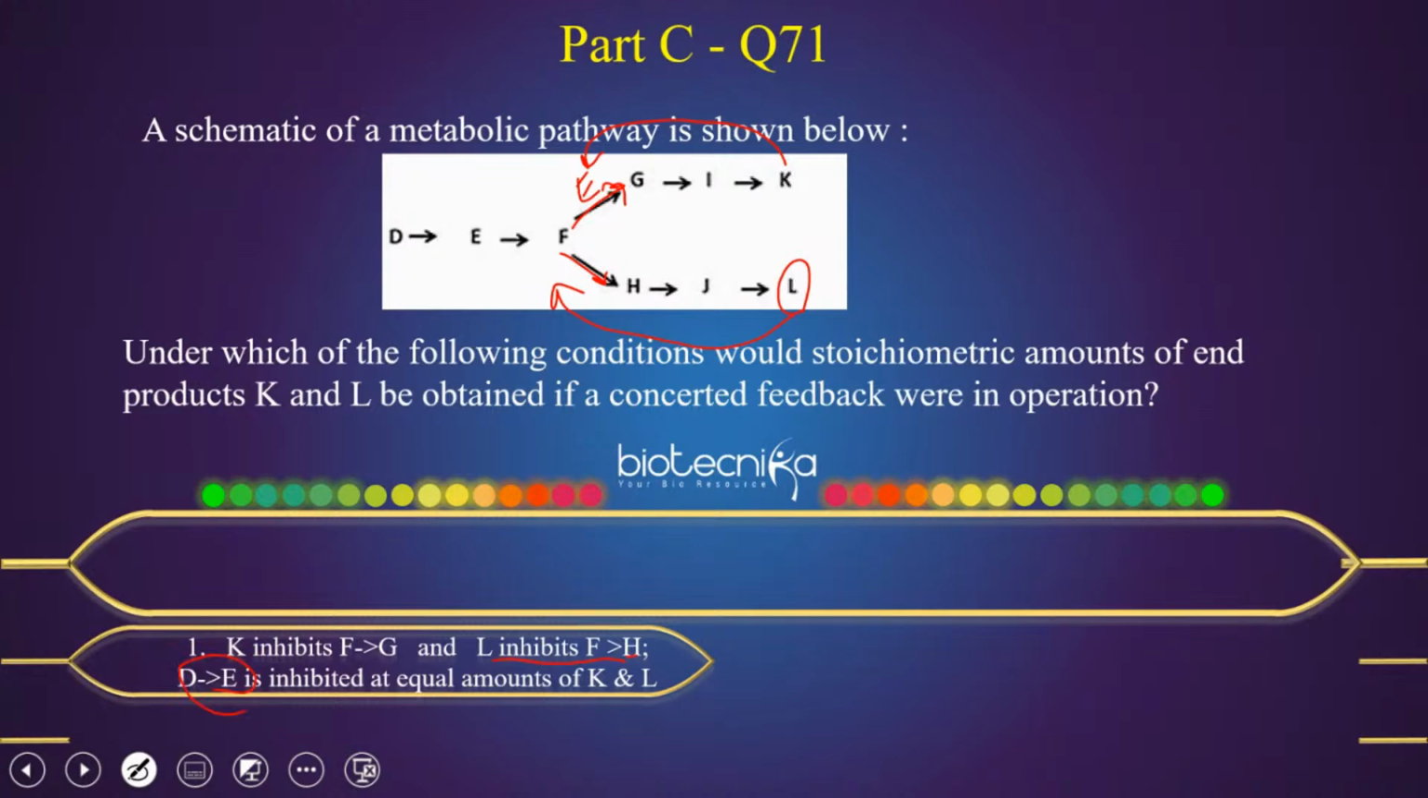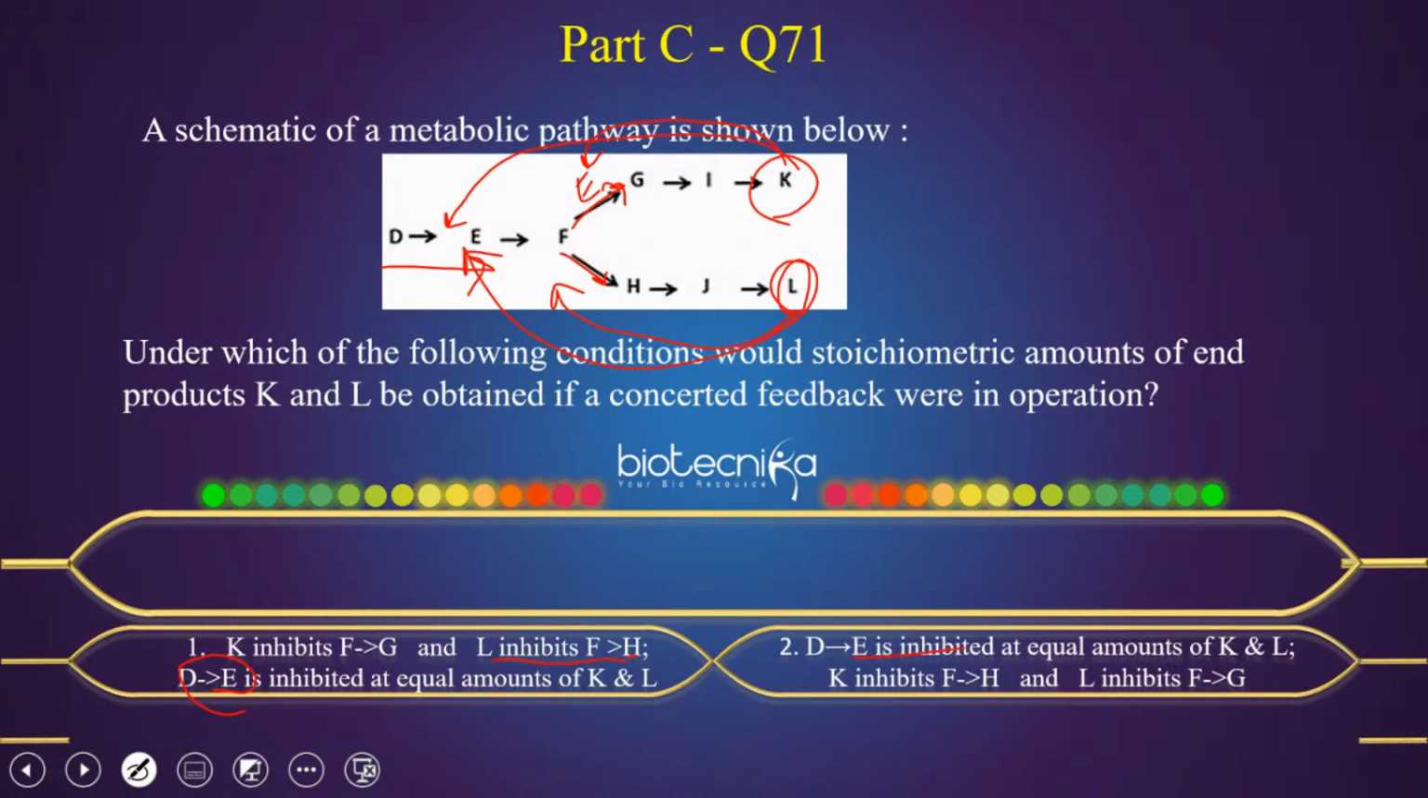Then D to E is inhibited by equal amounts of K and L. So K and L go and inhibit D to E equally. That is one option. Like that they have given some options. D to E is inhibited by equal amounts of K and L, same concept. K inhibits F to H.